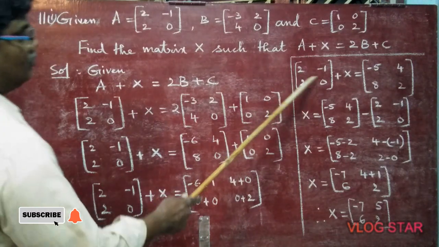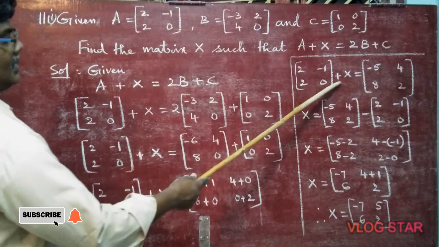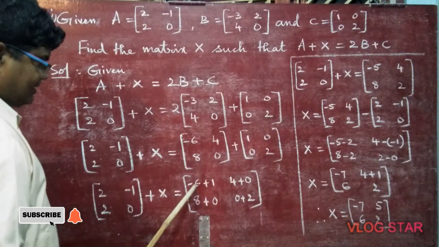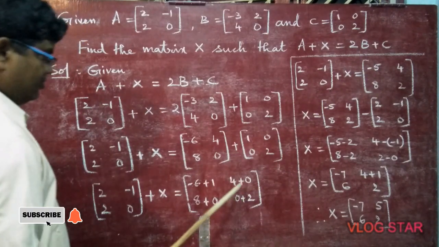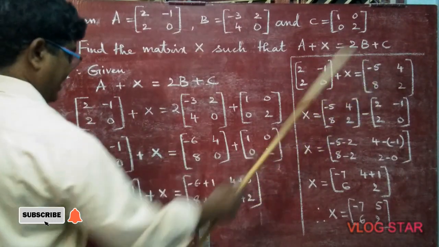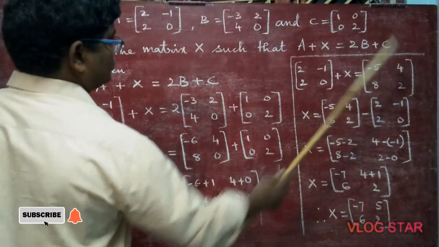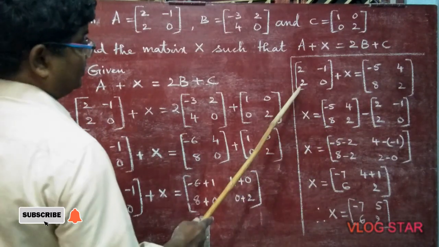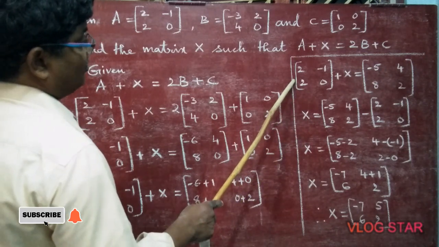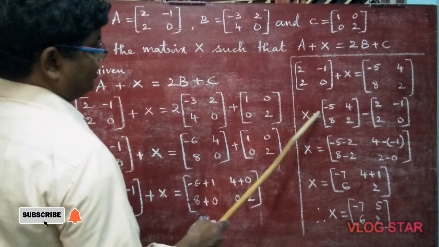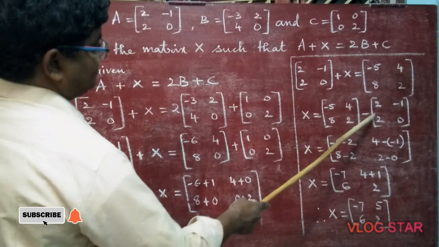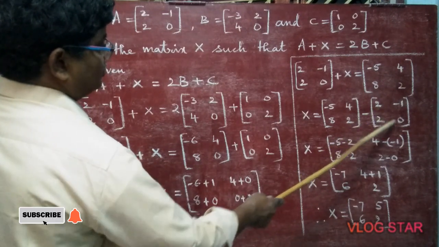Now 2 minus 1, 2 0 plus unknown matrix X is equal to minus 6 plus 1 is minus 5, 4 plus 0 is 4, 8 plus 0 is 8, 0 plus 2 is 2. Now X is equal to, here no symbol is there, which means plus. Plus goes from left to right and becomes minus. So X is equal to matrix minus 5 4 8 2 minus matrix 2 minus 1 2 0.